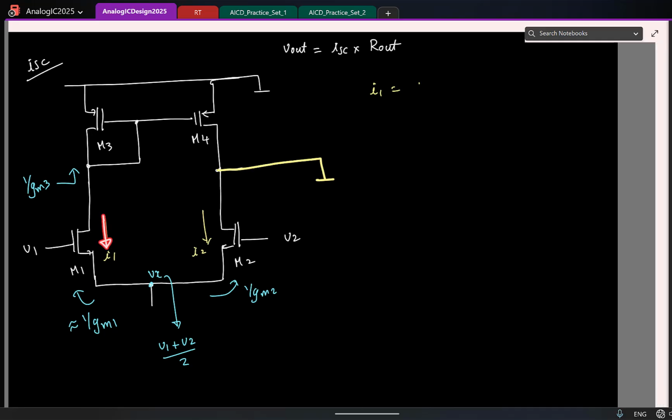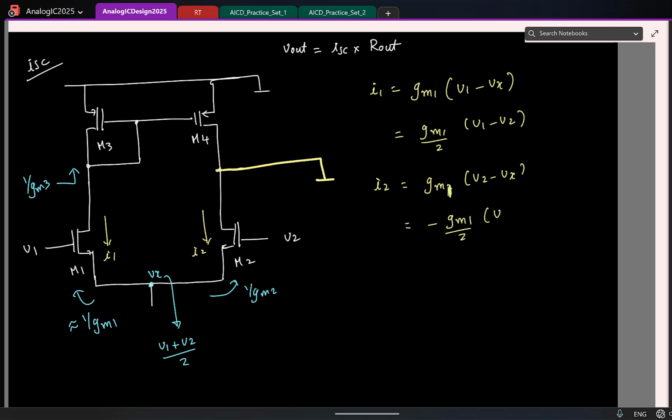I am looking at the small signal drain current of the transistor M1. What will that be? What is the small signal drain current in a transistor? Gm1 times... So what does it simplify to? Gm1 by 2 times V1 minus V2. Similarly, what do you think I2 is? Yeah, it is Gm2 times V2 minus Vx, but I'll say Gm2 same as Gm1. So this becomes minus Gm1 by 2 times V1 minus V2.